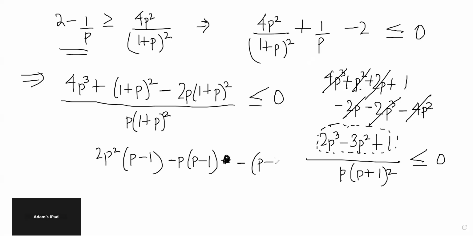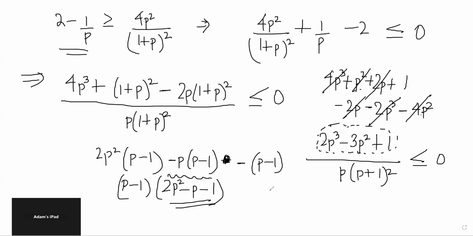When you divide by p minus 1, you will be left with basically (p minus 1) into (2p square minus p minus 1). Divide by p minus 1, this is what will come. We can factor this also actually. By middle term factor, you'll get 2p square minus 2p plus p minus 1. You'll get 2p (p minus 1) plus 1, (2p plus 1) into (p minus 1), right?